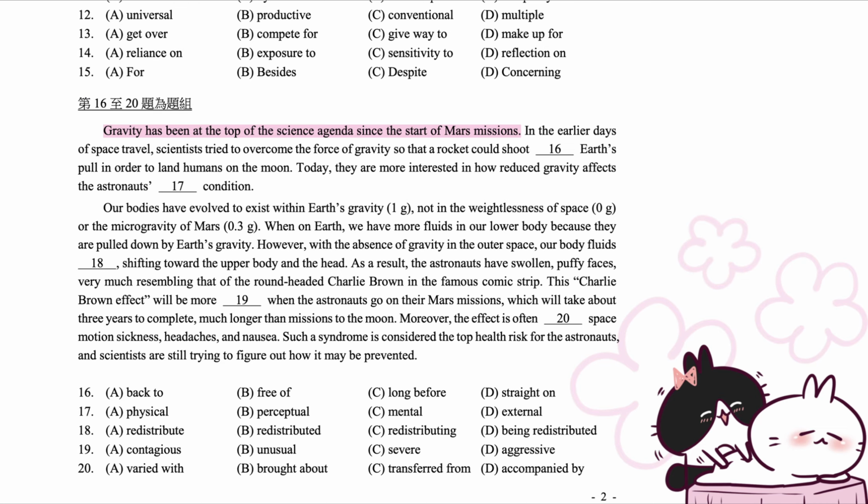Gravity has been at the top of the science agenda since the start of Mars missions. In the earlier days of space travel, scientists tried to overcome the force of gravity so that a rocket could shoot free of Earth's pull in order to land humans on the moon. Today, they are more interested in how reduced gravity affects the astronauts' physical condition.